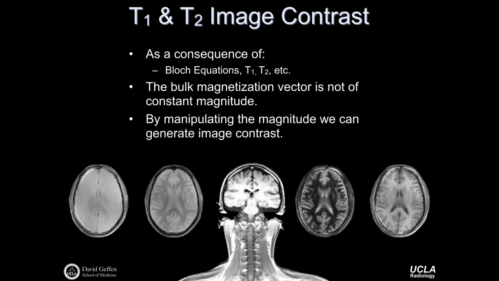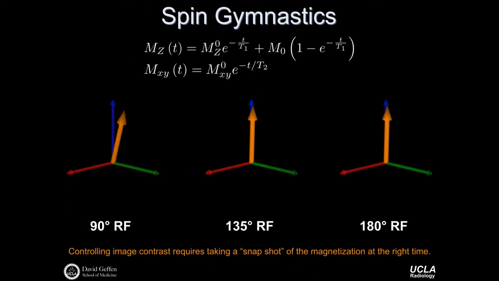So what about T1 and T2 image contrast? As a consequence of the Bloch equations, which we described in the previous lecture, the underlying tissue T1, T2, and perhaps other tissue properties like proton density and diffusion, perfusion, and so forth, it turns out that the bulk magnetization vector is not of constant magnitude. That is, we can manipulate the bulk magnetization in different tissue types so that we can develop or manipulate the underlying image contrast. So by manipulating the magnitude of the bulk magnetization, we can generate the image contrast that gives us the conspicuity, that is the ability to see the thing that we're most interested in seeing.